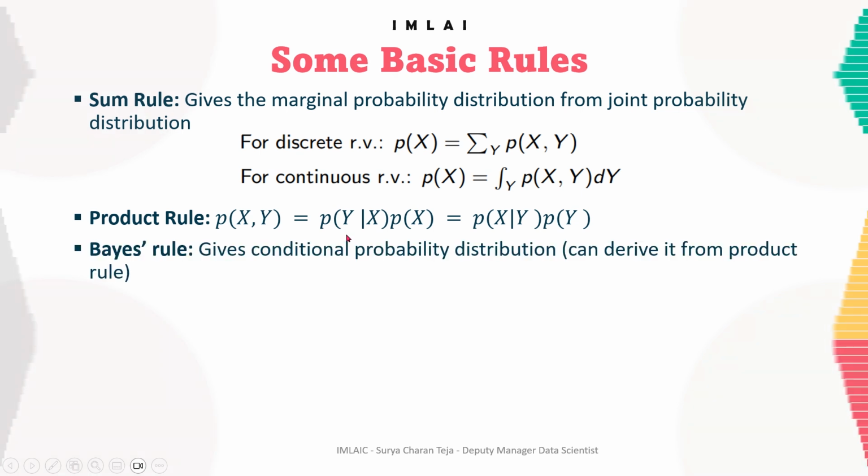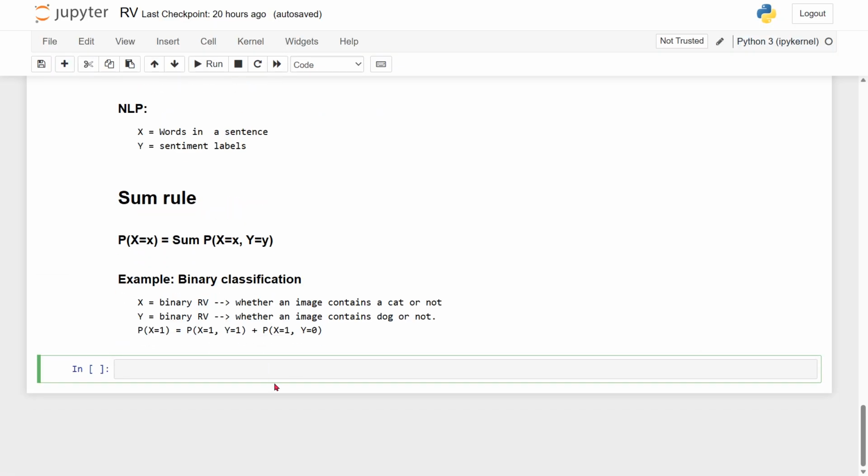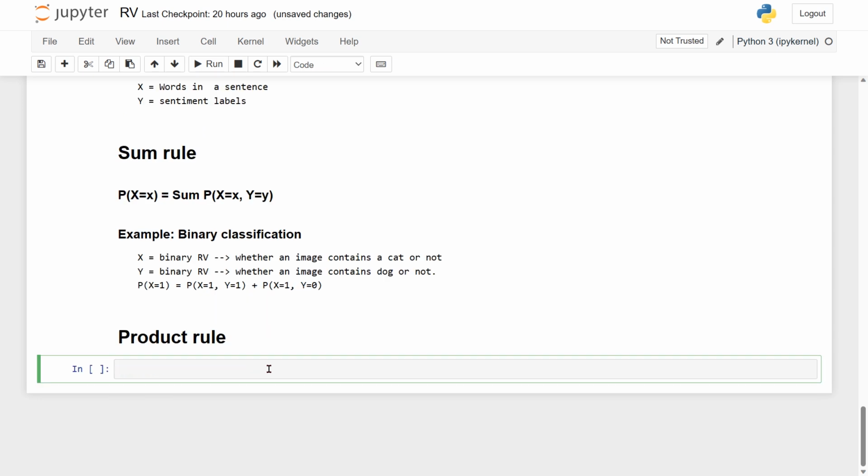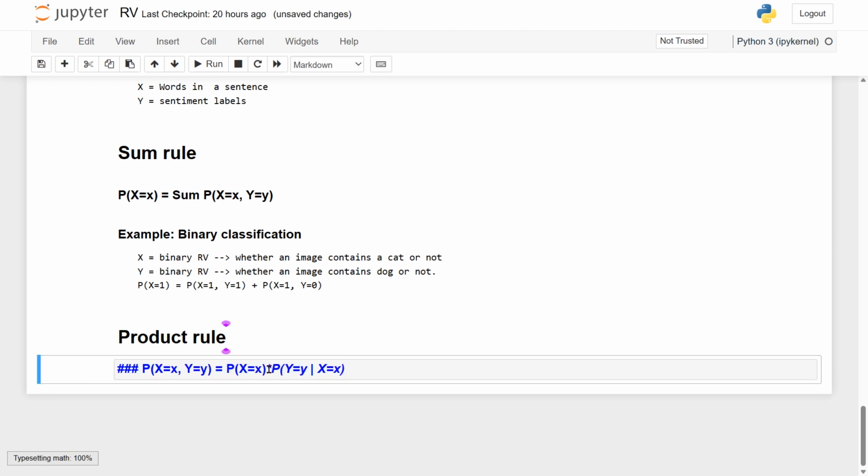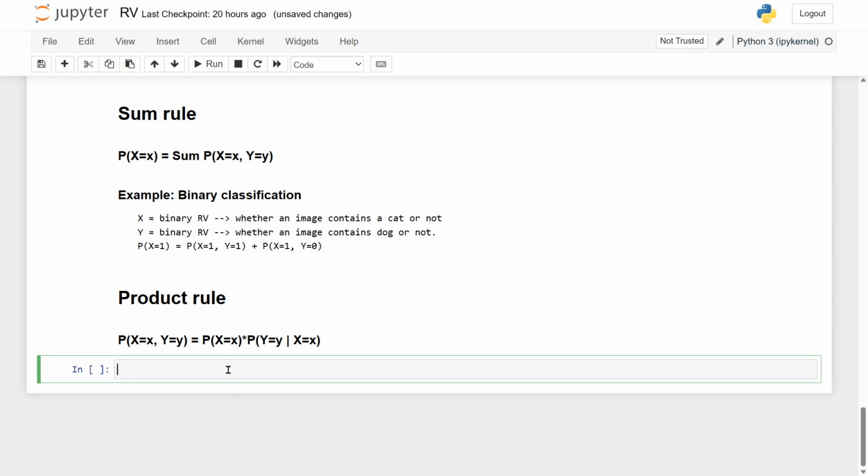So let's take up one example. This time it's the product rule. So this can be written as P of X is equal to small x and Y is equal to small y. Product rule would be either P of X is equal to small x multiplied by P of Y is equal to small y given that X is equal to small x, or the other way around. That's not a big deal. You can write it the other way around also. Now let's see the example.